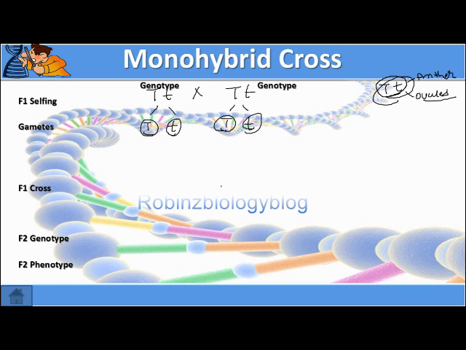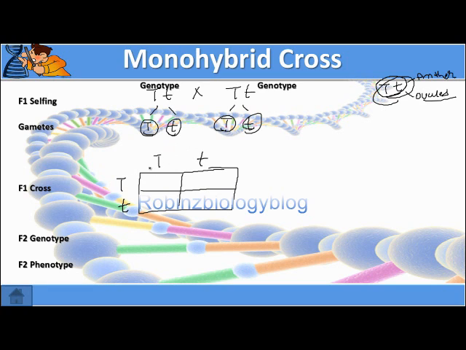Okay, so let's just start with the F1 cross now. In the F1 cross, the cross of F1's selfing actually, we can see that the genes this time are a bit different. So we have a capital T and small t, capital T and small t. And please be assured that the trait which is dominant is denoted by a capital letter, and the one which is recessive is denoted by a small or lowercase letter. I'm sorry, I forgot to tell you that.